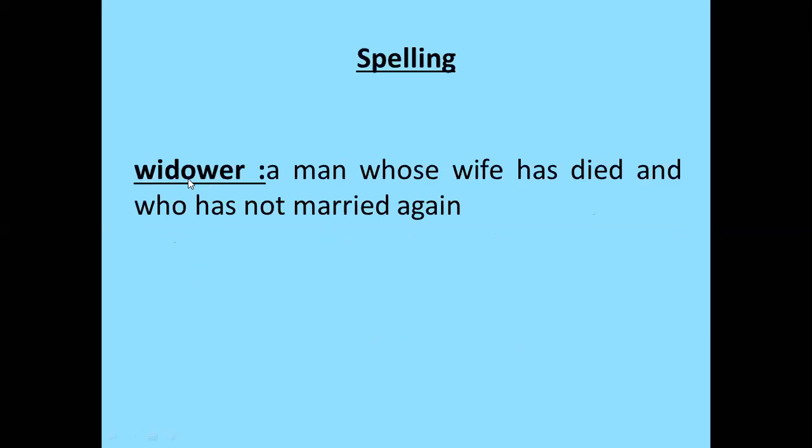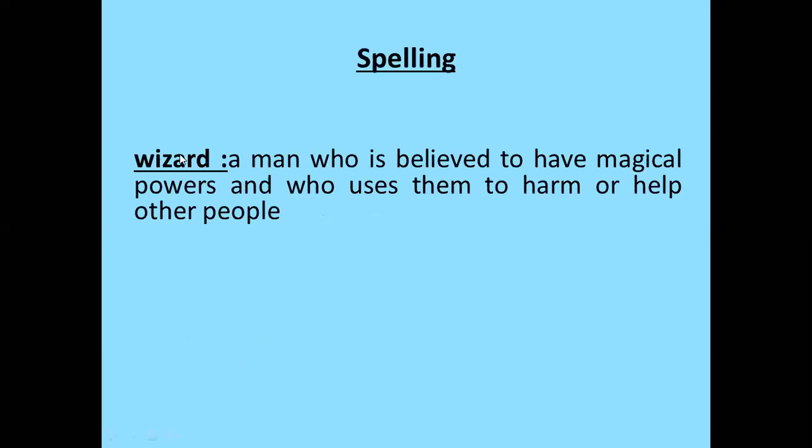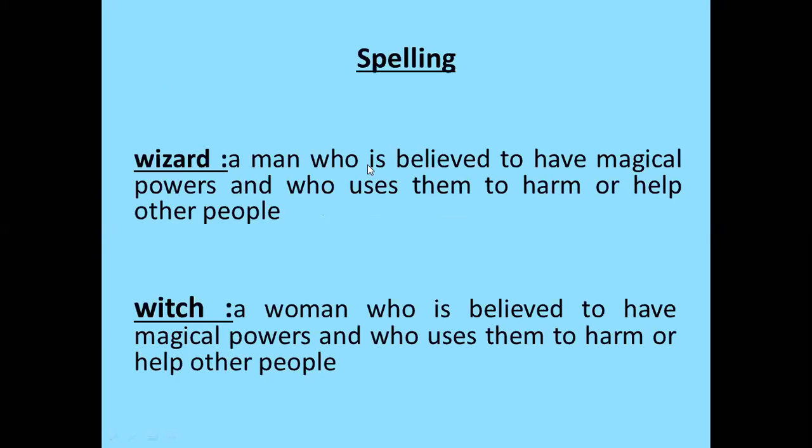Waiter and waitress, you know it. Widower, this is the man whose wife has died and who has not married again. Widow, this is the woman whose husband has died and who hasn't married again. All of you know widow, but some of you don't know widower. Wizard and witch. Wizard is the man who is believed to have magical powers and who uses them to harm or help other people. Witch is the woman who is believed to have magical powers and who uses them to harm or help other people.